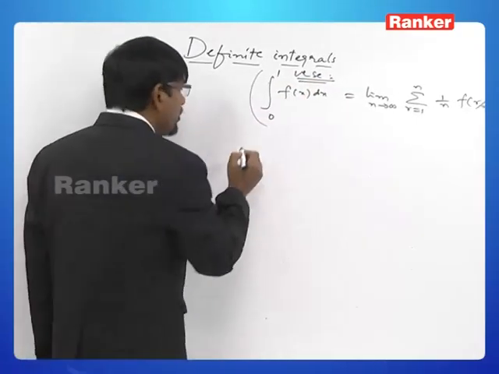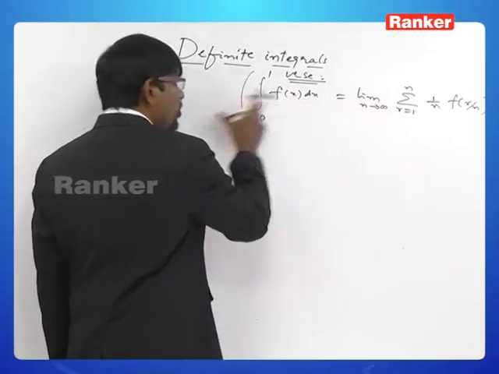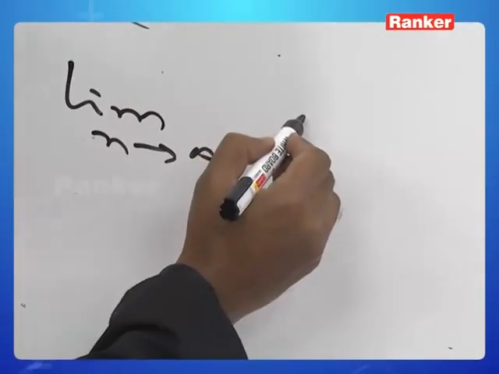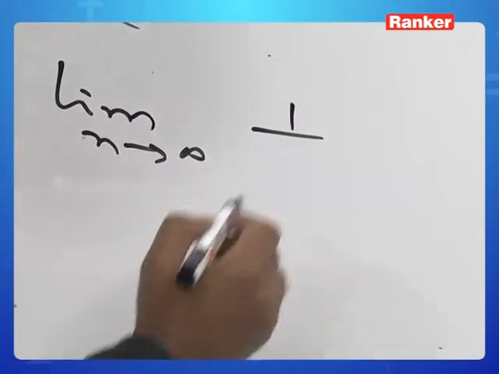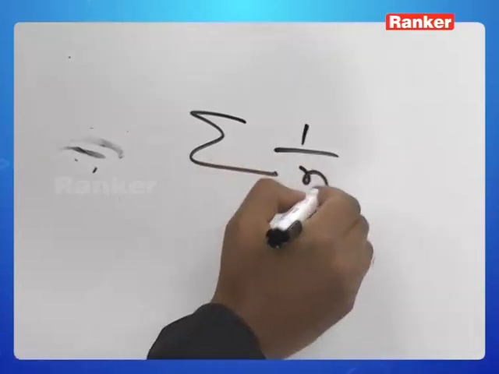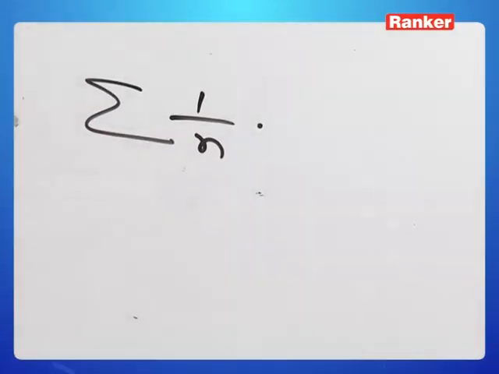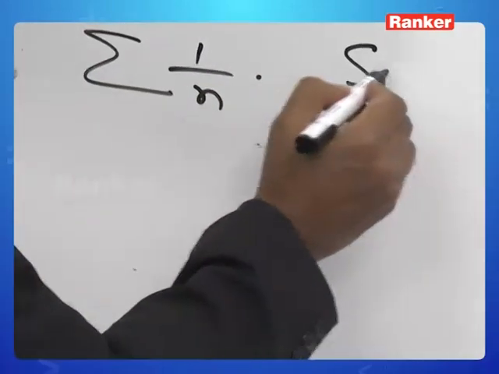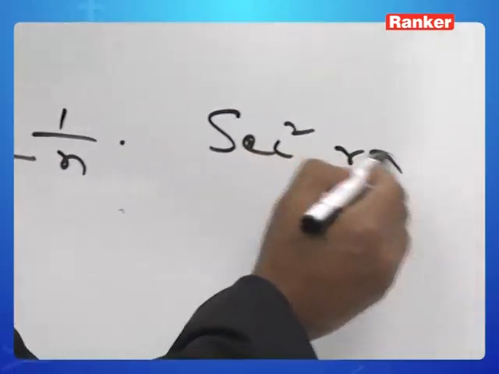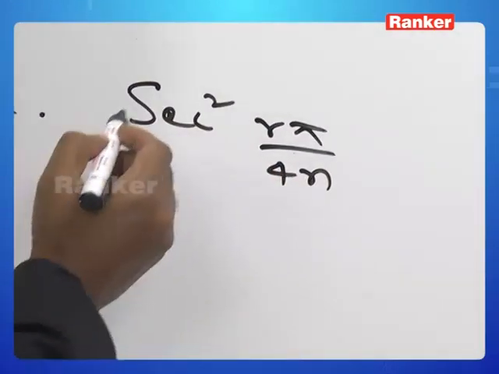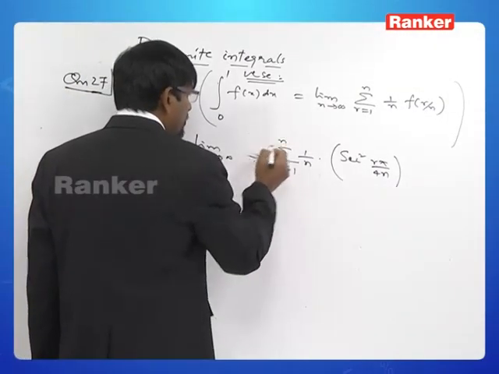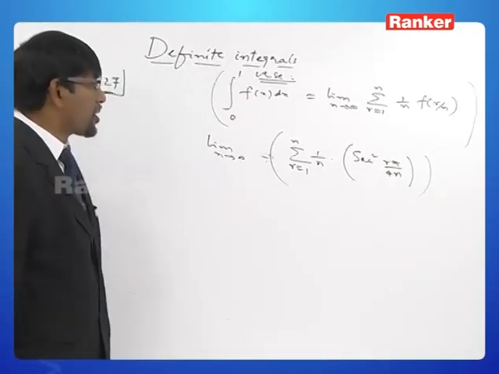So, let us see what we have. We are given the limit, so we have to convert it into an integral. Limit n tends to infinity 1 by n, that is already given. Now, I will write the summation here, 1 by n into summation. What do we observe? It is in the form of secant square of r pi by 4n, r ranging from 1 to n, limit n tends to infinity of this expression.